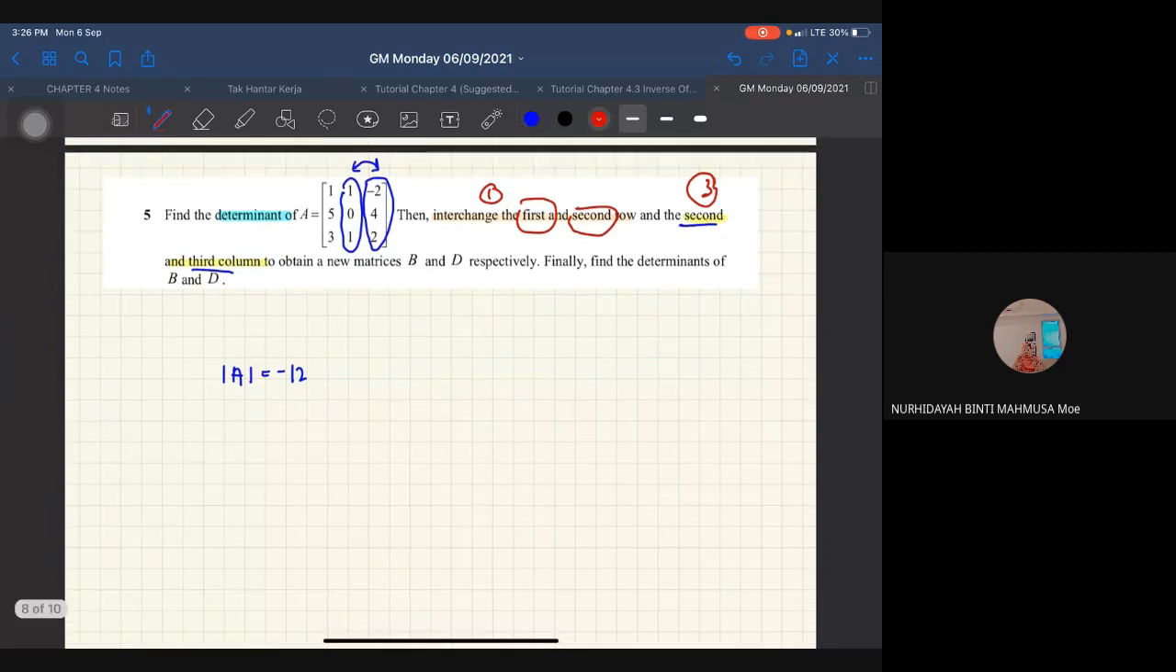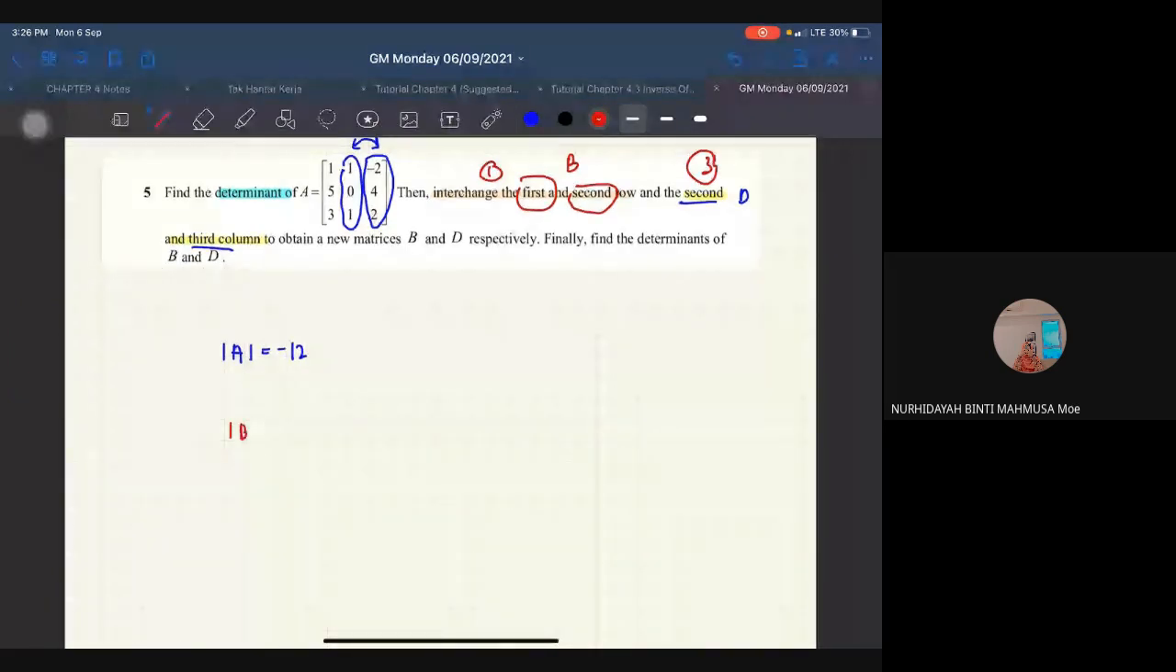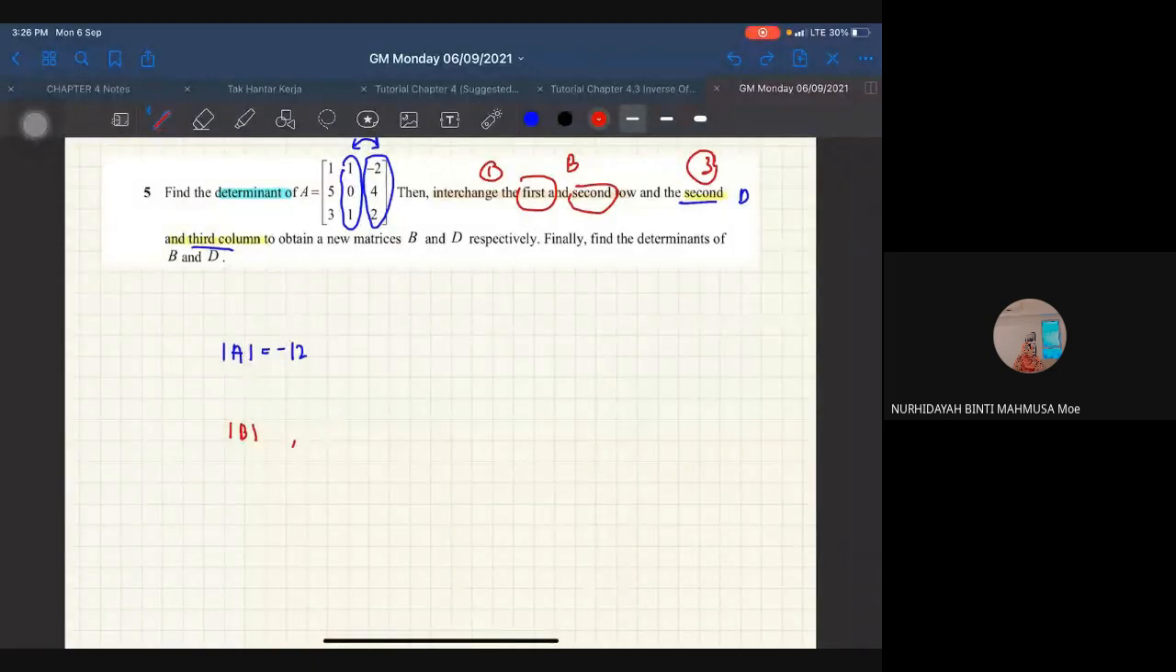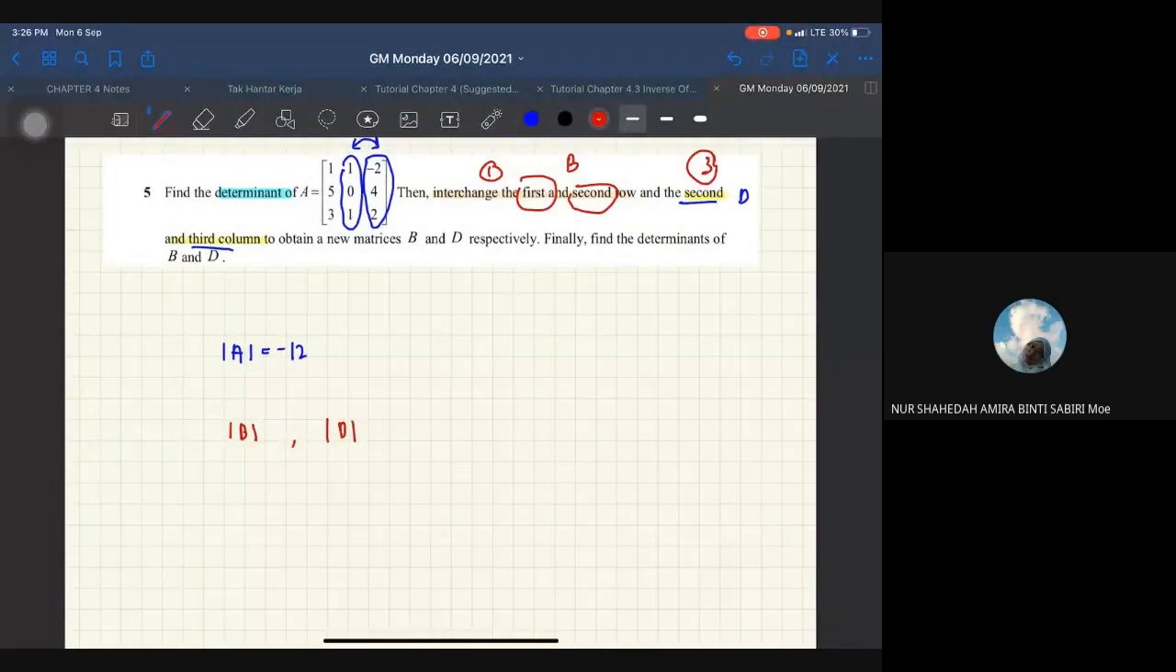Okay, so untuk awak cari this one over here, ni kan dah ada matrix B and then this one dah jadi matrix D. So how are you going to find the determinant of matrix B and also matrix D? Are you going to find it one by one, just like how you did to matrix A? Ataupun apa? Macam mana? Just change the sign. Yes, betul.